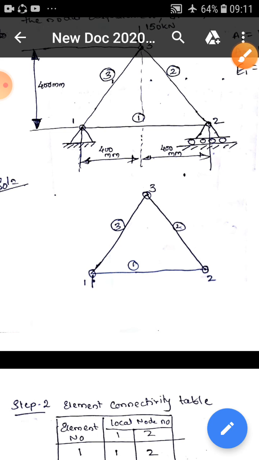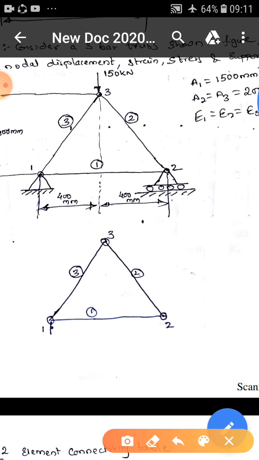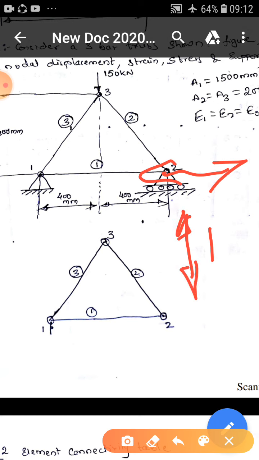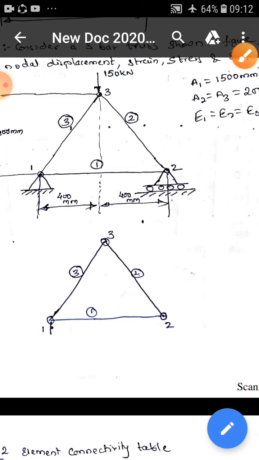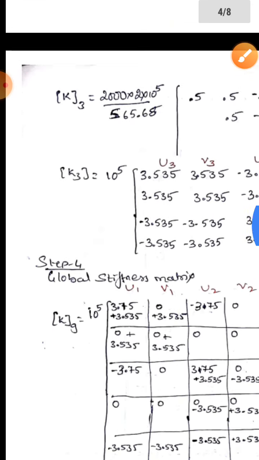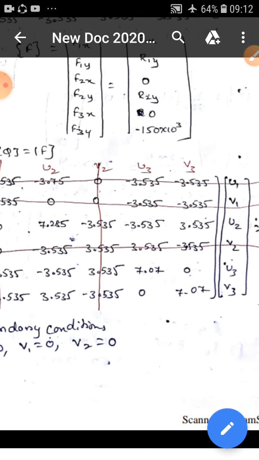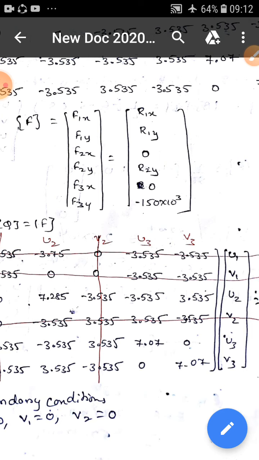Now see here, the second node is free to move in x direction, so there is no reaction generated in x direction. Because there is a restriction in y direction, its displacement is 0, and r2y is the reaction present at node 2. At node 3 in x direction there is no force, but in y direction there is 150, in negative, downward direction. So you can see my final force vector.